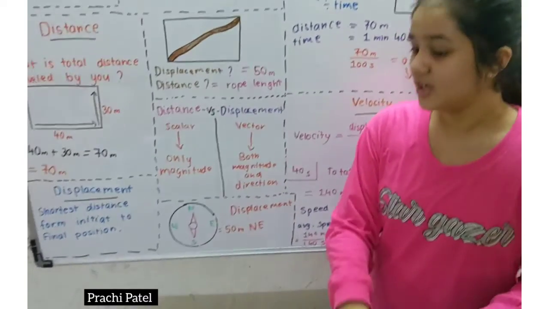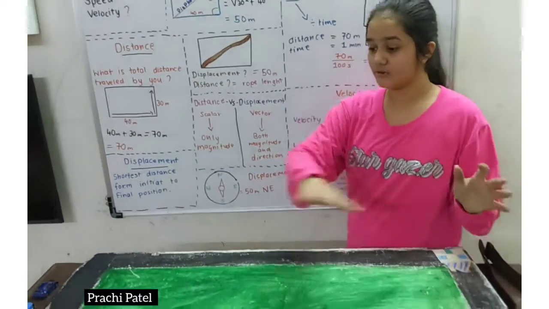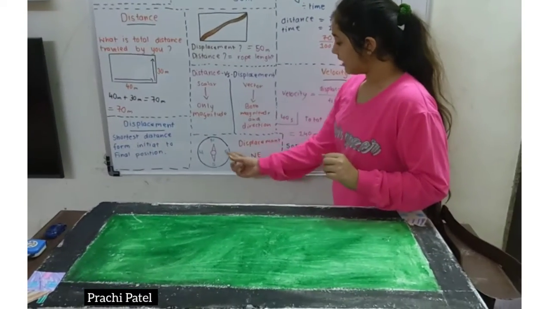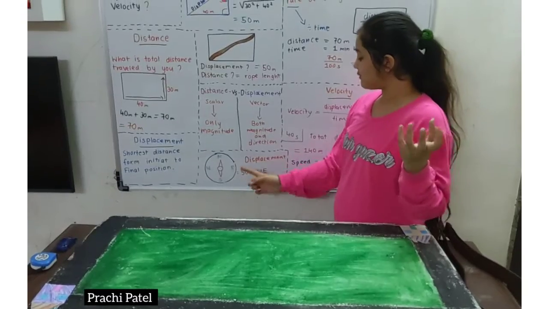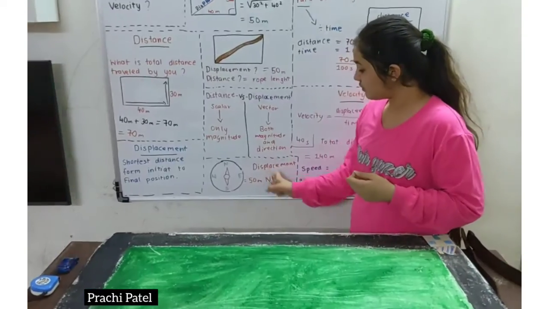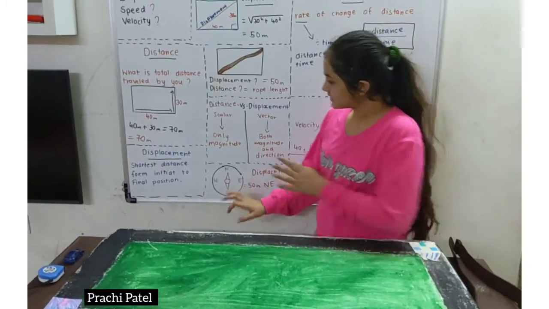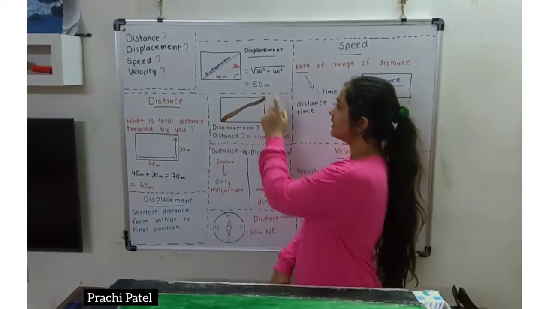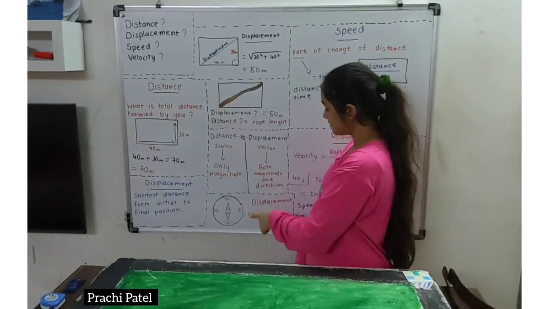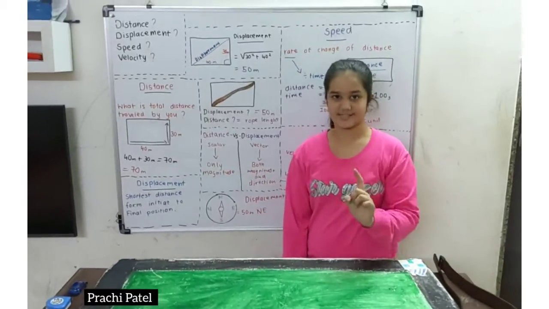So in our experiment, it has displacement. When I took a compass, it says 50 meters northeast. Okay, so this is how we measure it. When we just had 50 meters over here, it was just the distance. But now we have the displacement, which is 50 meters in the northeast.